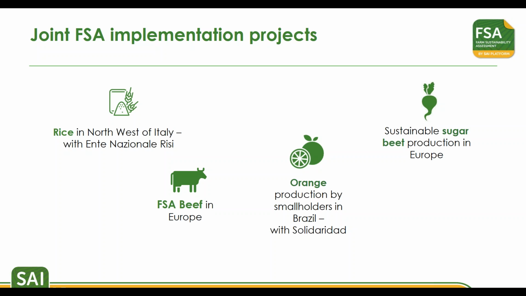As I mentioned, we do have the FSA beef in Europe. That is very much focused on existing standards like Red Tractor, as well as various others like Bord Bia and others. And that seems to be progressing well. We have an orange program that we're working on with smallholders in Brazil, and Solidaridad is the main manager for that. Within that program, what we've done is combined the FSA itself with Solidaridad's Rural Horizons tool so that it's essentially their tool with the FSA inside. So it's a much more bespoke, focused way of working in Brazil.